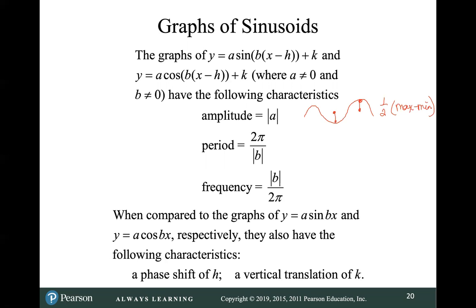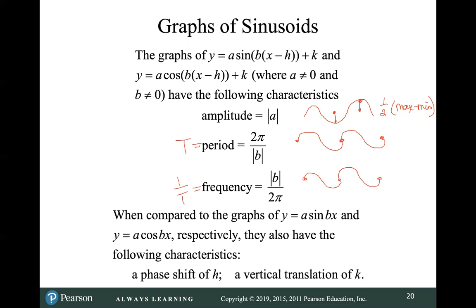The period is how far it goes before repeating itself. So that's 1 period. Here's a second period, which is standard 2 pi. If it has been horizontally stretched or compressed, we have to divide that by b. And the frequency is how many periods fit into 1 unit length. So that's the reciprocal of the period. So if we call this t, then this is 1 over t.